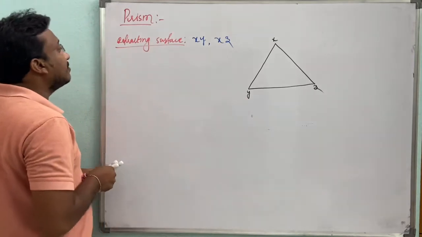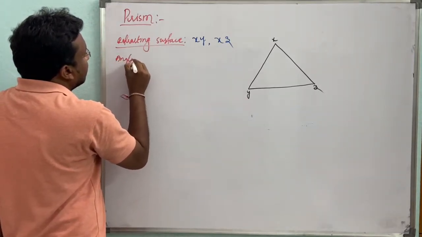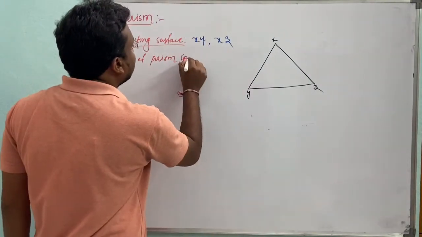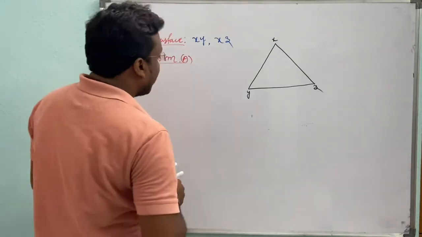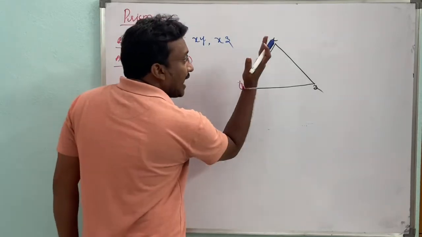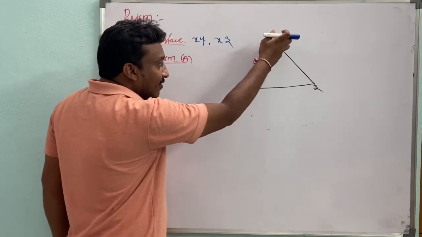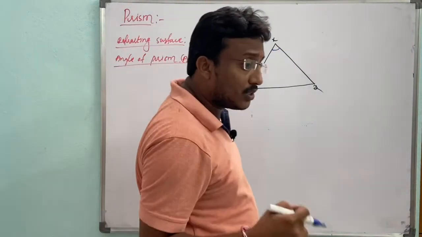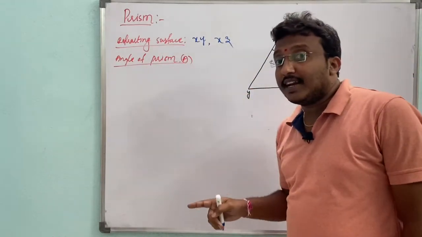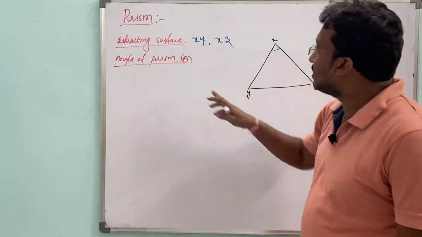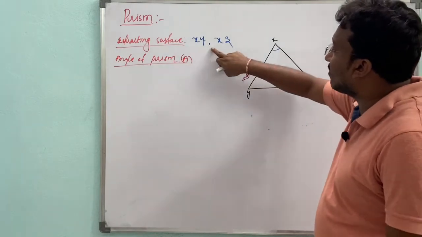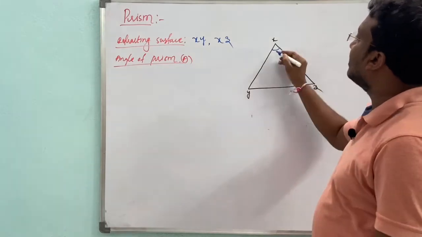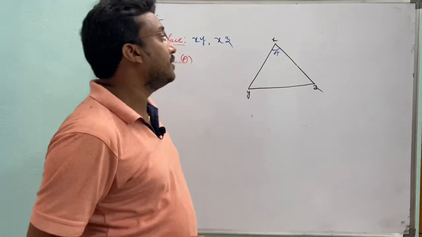The next term is angle of prism, or otherwise the refracting angle. It is designated with A. Angle of prism means the angle made between the refracting surfaces. Here we consider XY and XZ as the two refracting surfaces, and the angle made between these two is called the angle of prism.